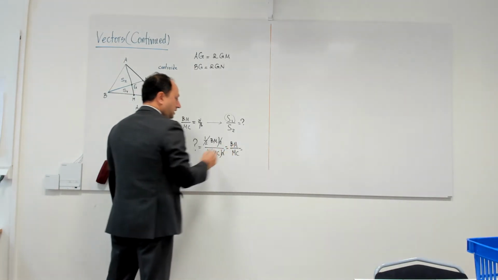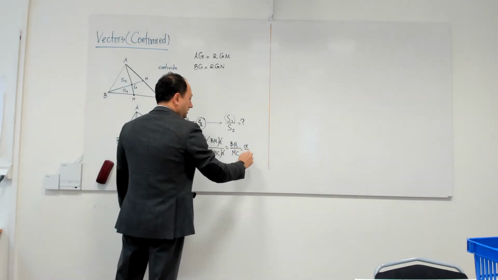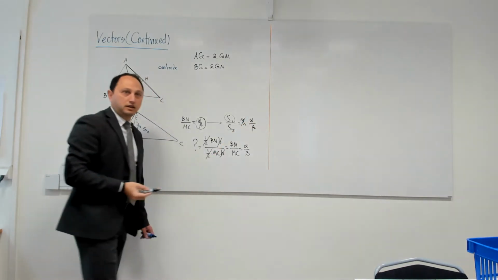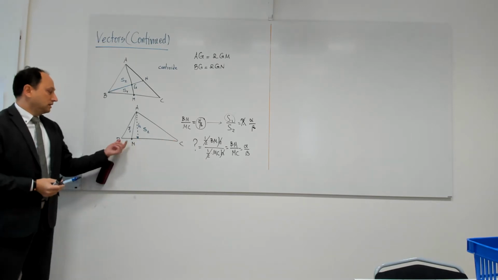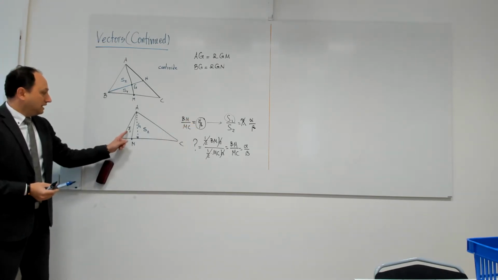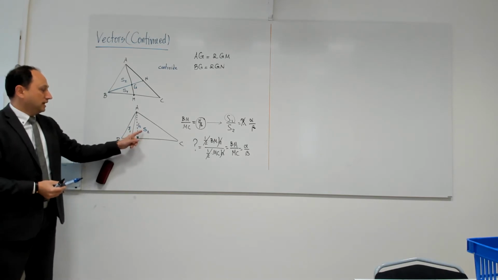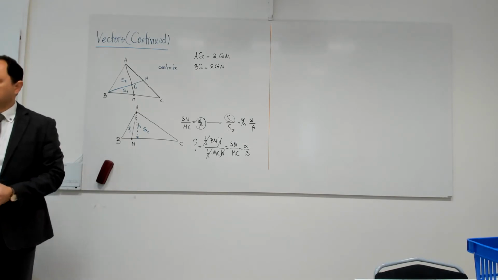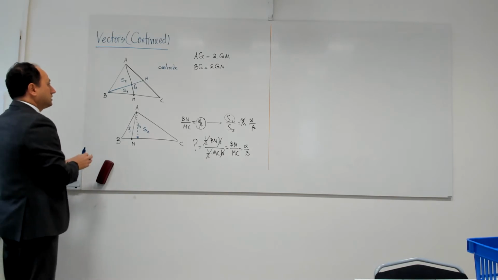But what is BM over MC? According to the problem, it's alpha over beta. So you can just write it alpha over beta again. So if you divide this base by the ratio alpha over beta, the sizes of these areas will be exactly the same, alpha over beta. Yes, is that understandable?